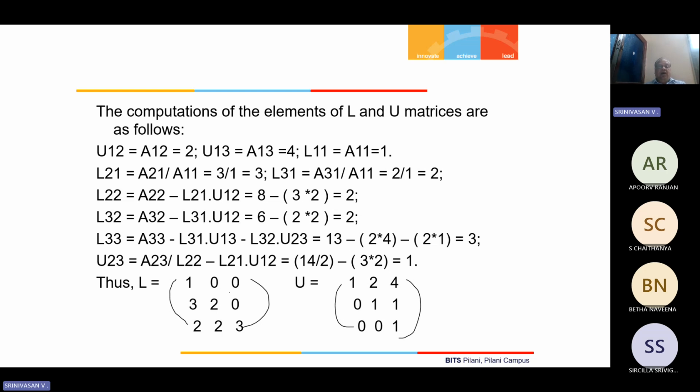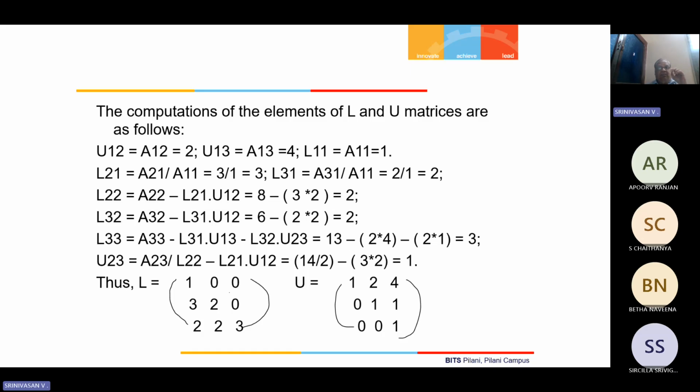Okay. So after finding U12, U13, L11, we are able to find L21, L22, L32, L33. And now we need to go to U23. You have to find U23, and only then can we come back to L33 and put this value so that you get 3 here. So now that you fit in everything, first fill in the principal diagonal elements by Crout's method.